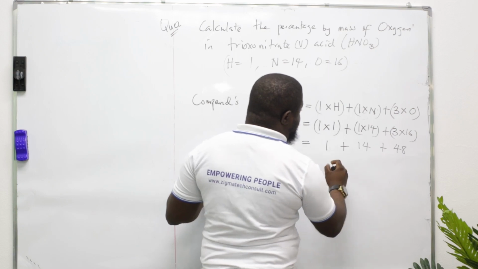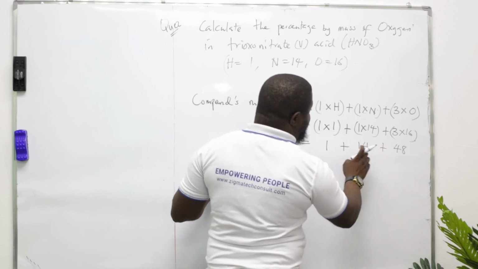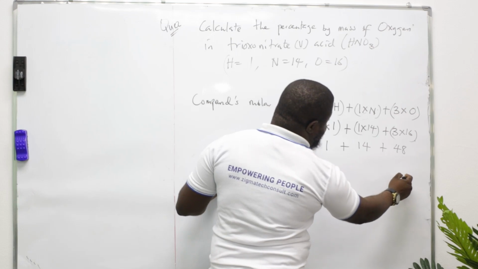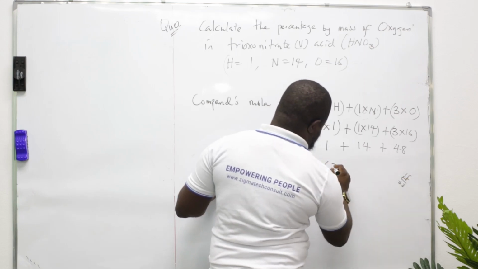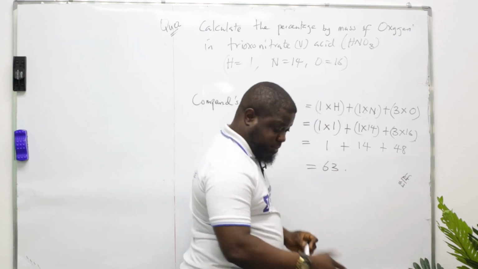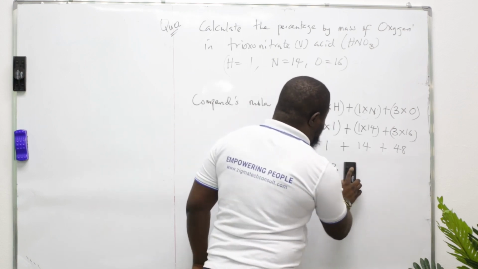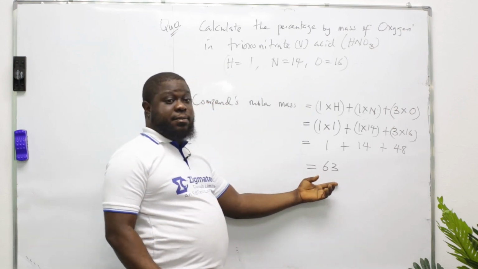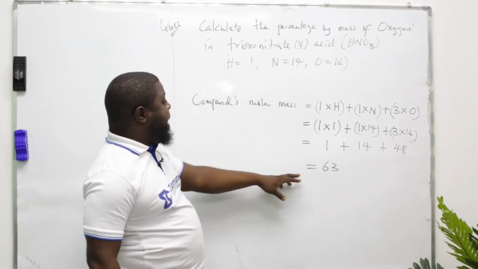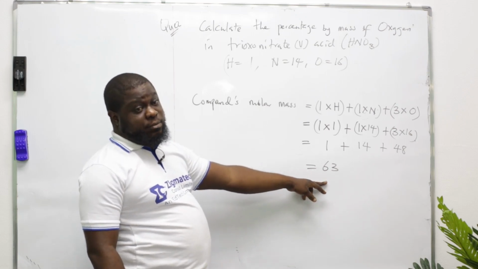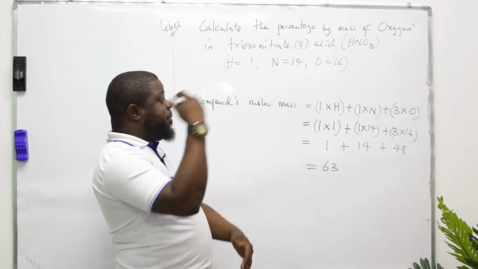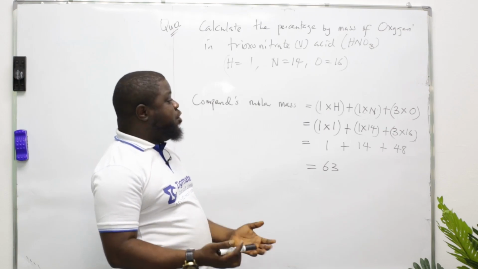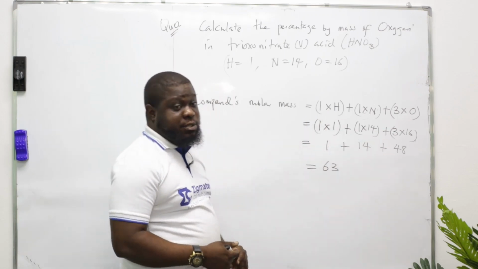So it will give you 1 plus 14 is 15. 15 plus 48 is 63. So you now know the compound's molar mass as 63. If you watched the previous lesson, you will know why this thing is like this.